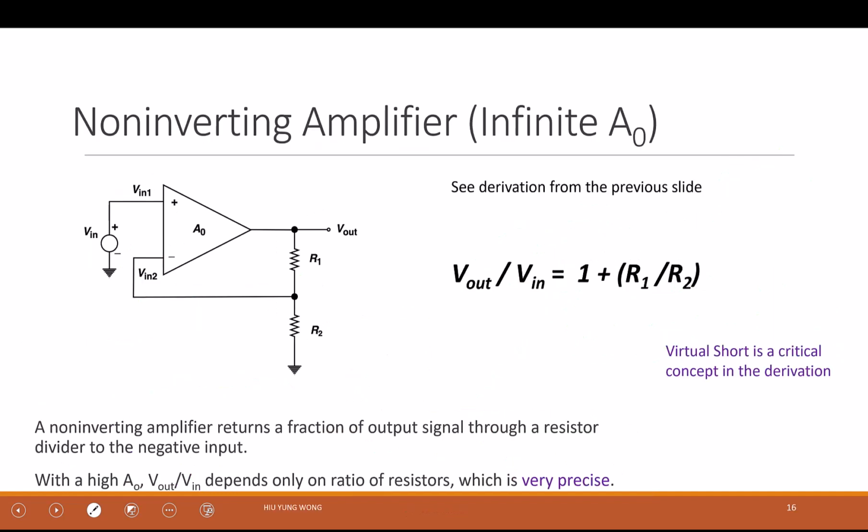So this is the same thing I just showed you, the non-inverting amplifier. I just redraw it. Why is it non-inverting? Because the gain is positive and because the input goes to the positive terminal. And this is the equation we just derived, right? So you see the virtual short concept is very important. If you know that you can use virtual short, it saves you a lot of time.